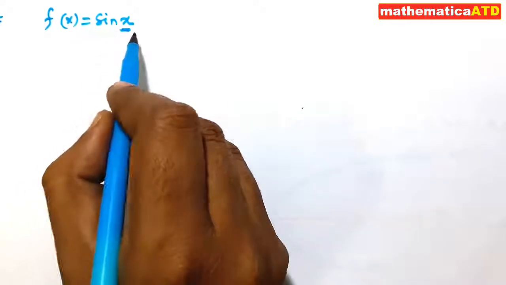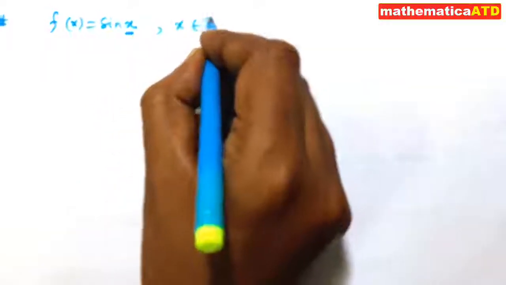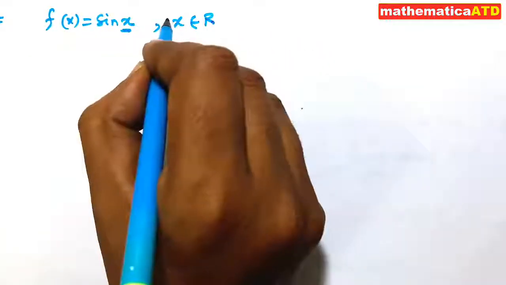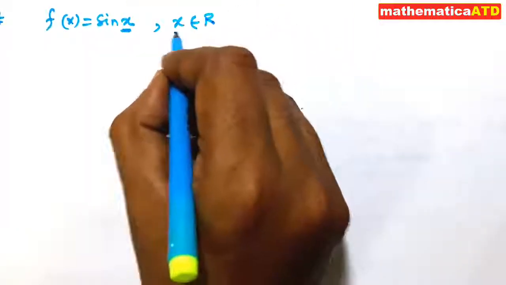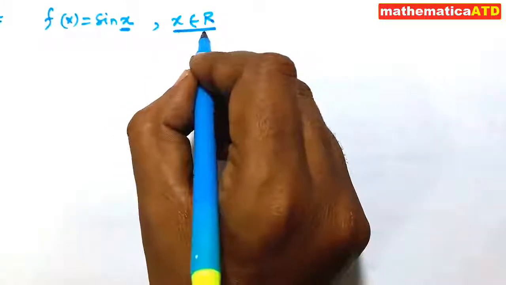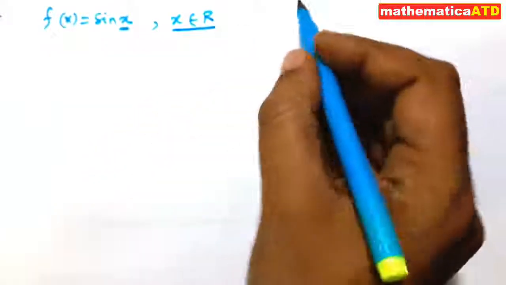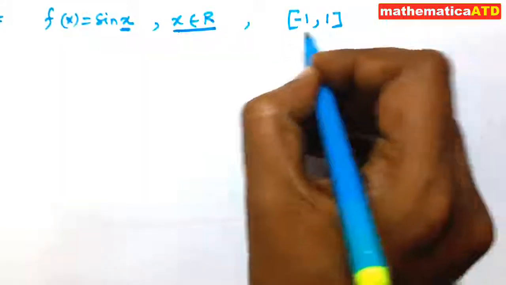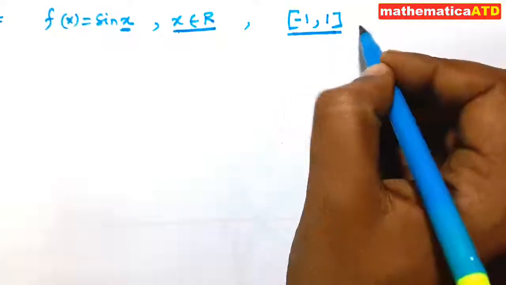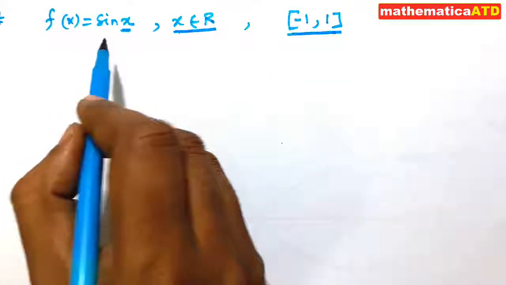Since for each real number x, sin x is a unique real number, sin x is defined for all x belongs to R, and thus the domain of sin x is R. The range of the sine function is the closed interval [-1, 1]. This is the range of the function sin x, and x belongs to R is the domain of the function sin x.